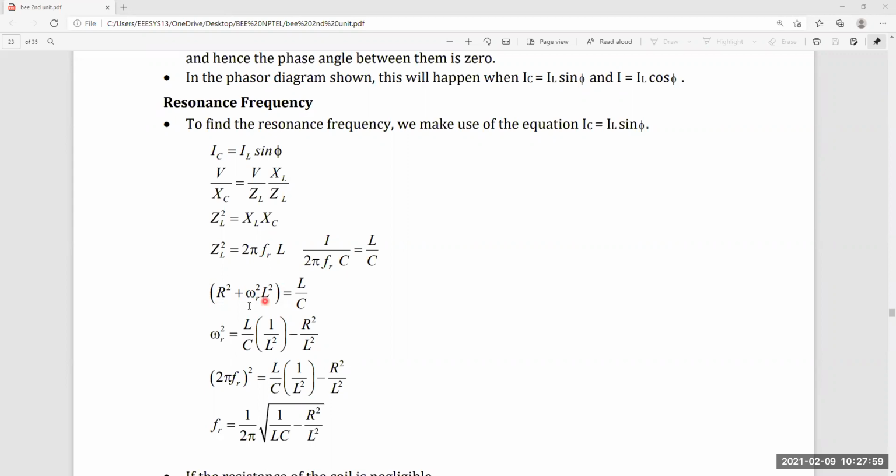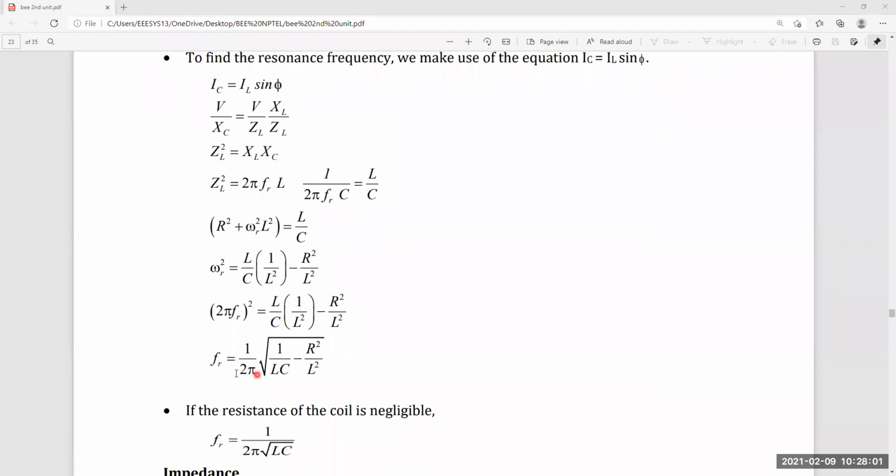Then simplify this expression. You will get the resonant frequency FR is equal to 1 by 2 pi into the square root of 1 by LC minus R square by L square. So this is the final expression, the resonant frequency of a parallel RLC circuit.